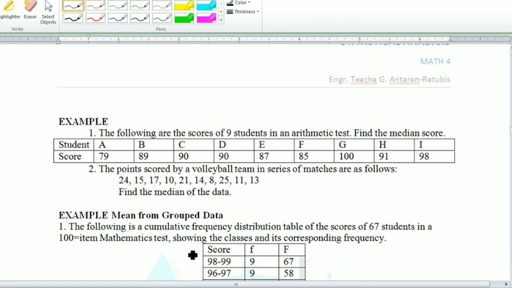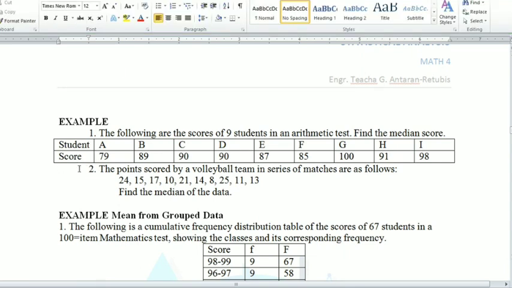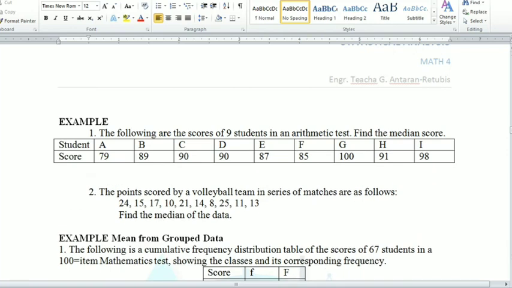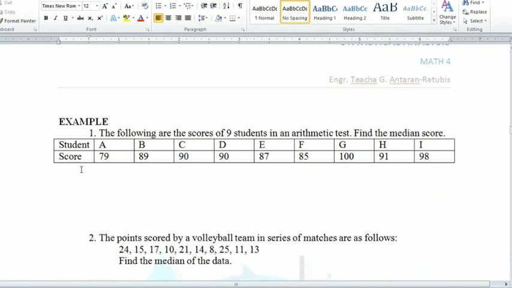Now, the first step before finding the median is to arrange the data. You could choose the ascending order or you could do the descending order. So it's up to you class, as long as you first arrange it before finding the median. Now for example number 1 here, since there are only 9 samples, the first step that we're going to do is to arrange it.